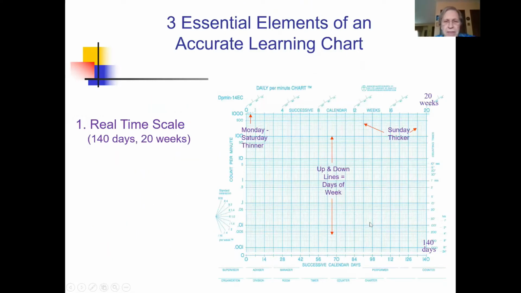There are three essential elements of an accurate learning chart. We need a real-time scale, and the standard learning chart has a successive calendar day scale here, which is 140 days, which is 20 weeks. The lines that go up and down are the day lines. Monday through Saturday are thinner lines. There's a little key up here in the upper left-hand corner. And the thicker lines are Sunday lines.